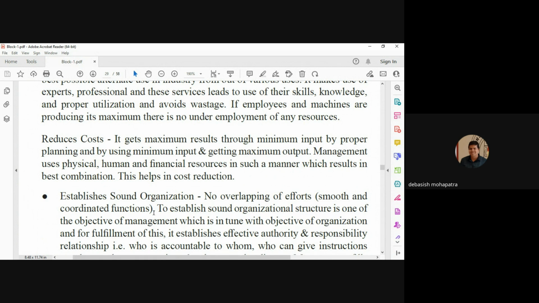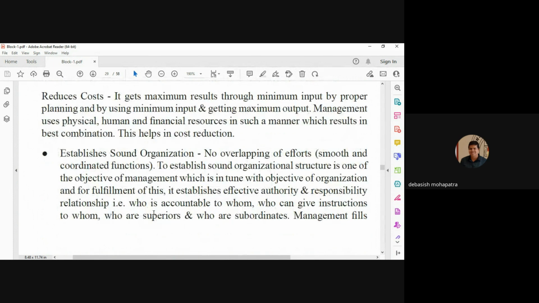Reduce cost. It gets maximum results through minimum input by proper planning, using minimum input and getting maximum output. Management uses physical, human and financial resources in such a manner which results in the best combination.